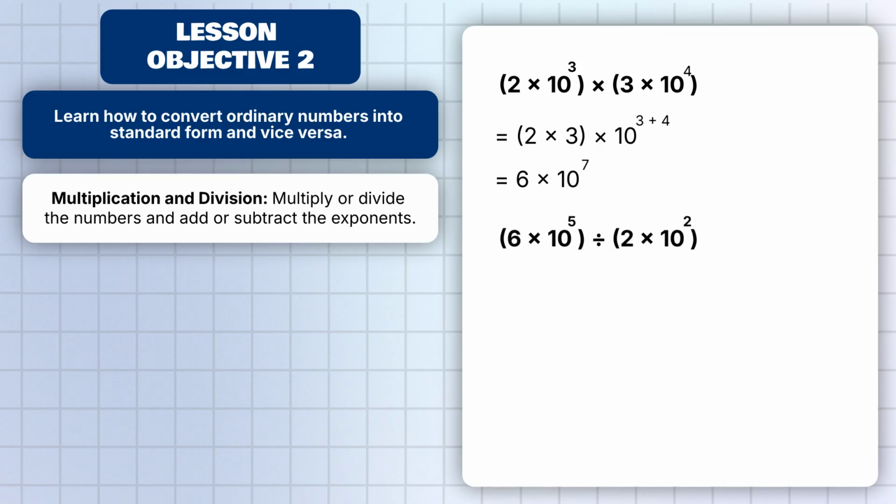Likewise, for this next example, we find 6 divided by 2 is 3, and 5 minus 2 is 3, so the expression can be simplified to 3 times 10 to the power of 3.